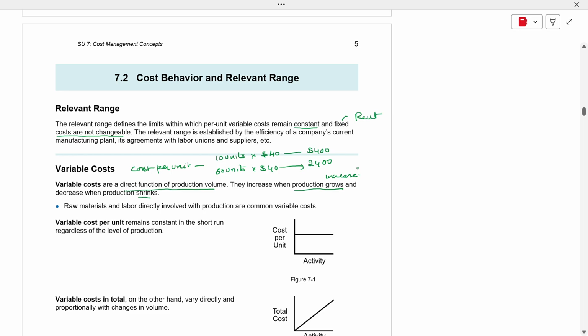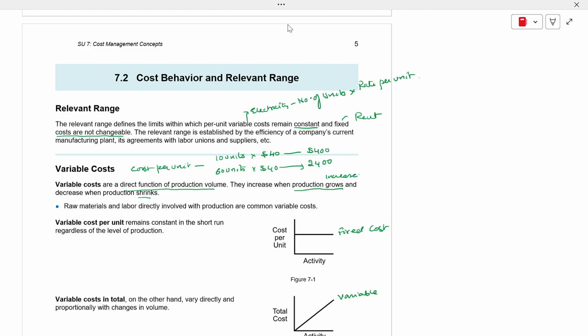It will not change. Whether we are using it or not using it, rent will remain the same. But if we are talking about electricity, electricity is number of units into rate per unit. That is the fixed cost, it will not change. Whereas this is the variable cost.